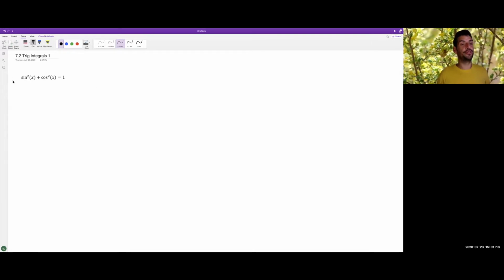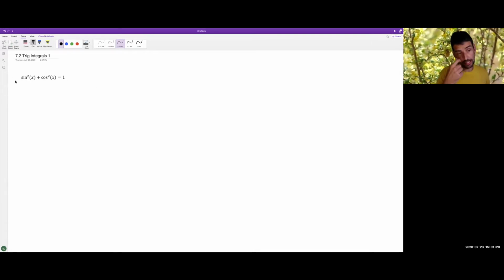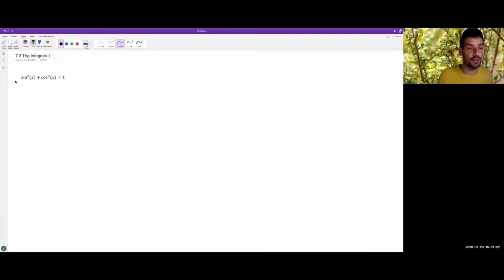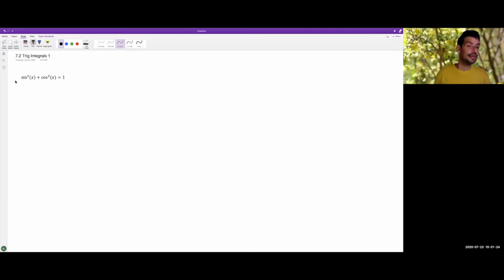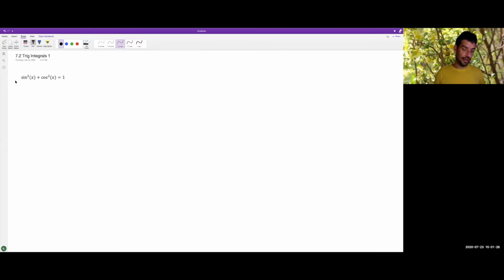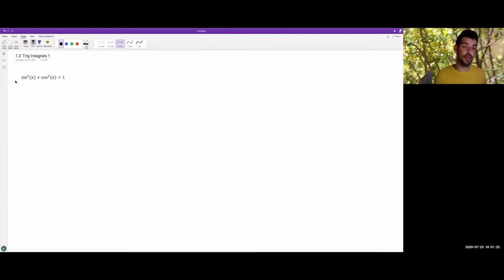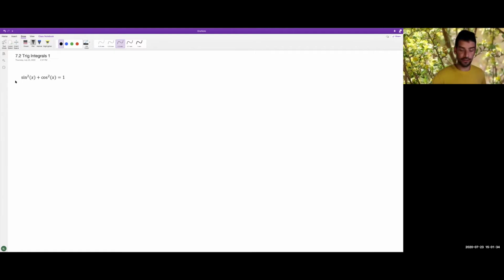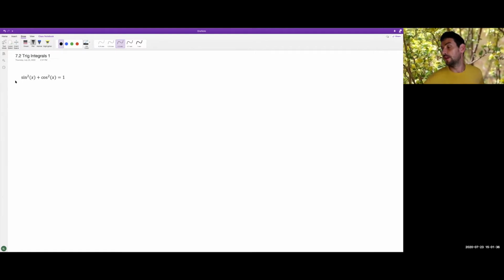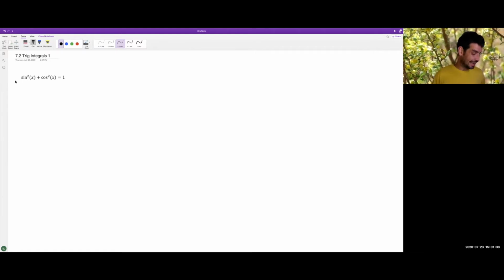One of the categories is going to use what I have written here: sine squared x plus cosine squared x is equal to 1. This is a really fundamental trig identity that you should know. This one is very, very useful. It shows up all the time. Let's see how we can use it.